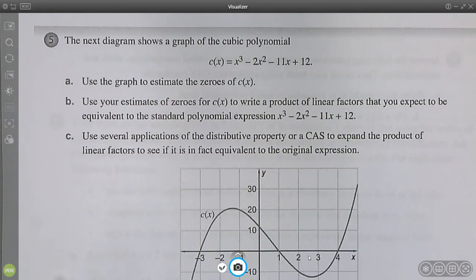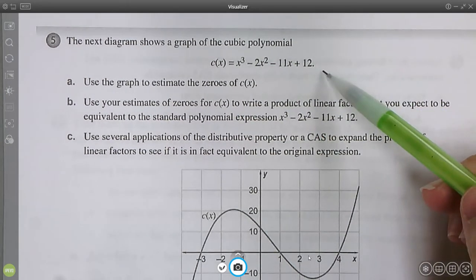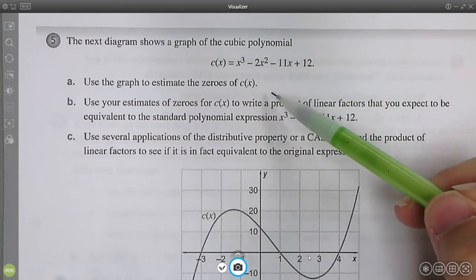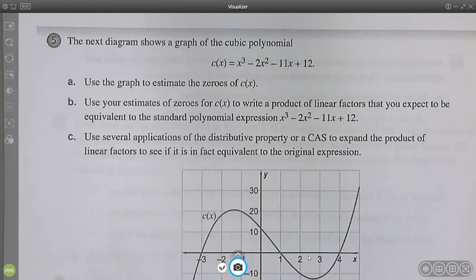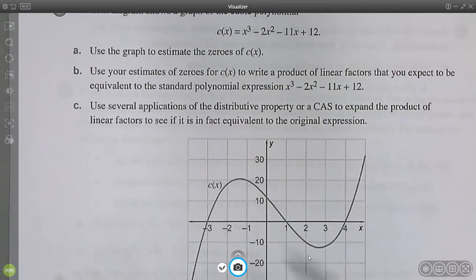All right, so this is investigation 3.1.2, and we're actually skipping numbers 1 through 4. So this is in Schoology, and I'm just going to talk through parts that I think would maybe confuse you. So it says, the next diagram shows a graph of the cubic polynomial. Use the graph to estimate the zeros. Zeros are just x-intercepts, so you'll have 3 zeros.